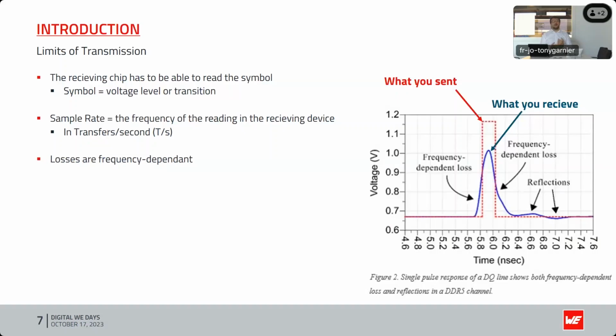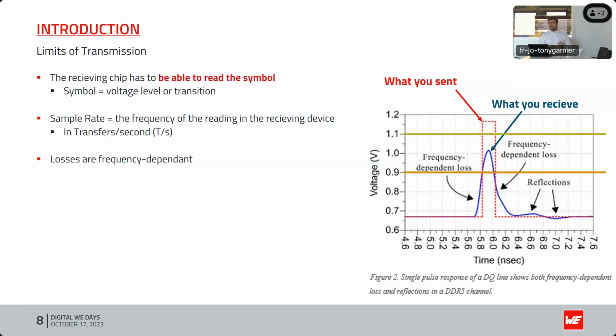The receiving chip has to be able to read the symbol. The problem is, you send the red dotted line here, that's what you expect to send. But what you will receive is more like the blue line, where the slopes are not that vertical. You will have reflections, you will have parasites. There are a lot of problems that arise from transmitting a symbol.